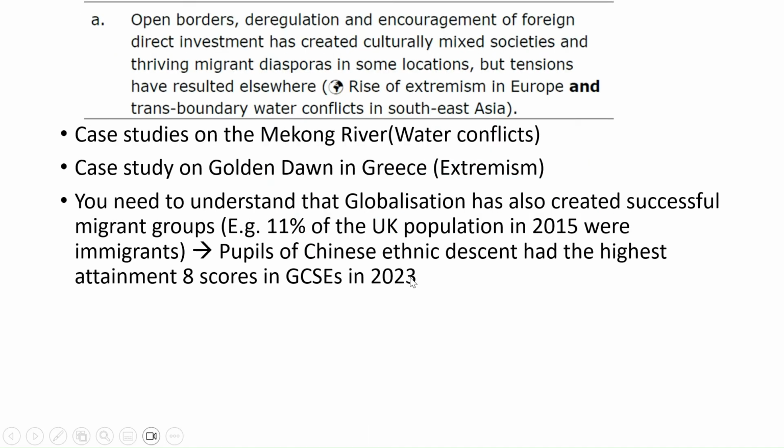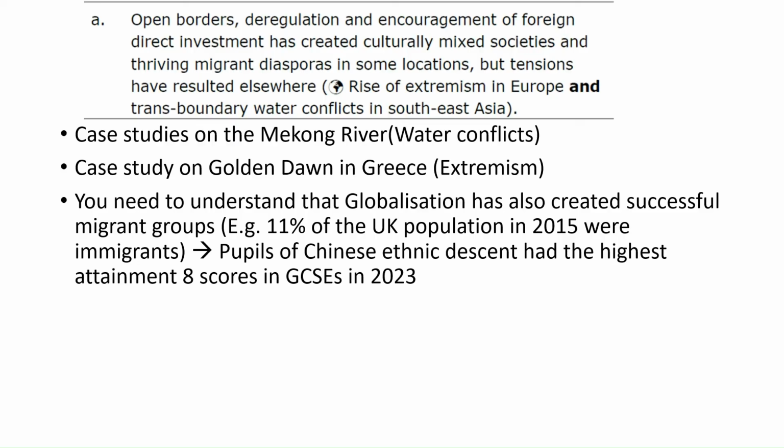So let's look at 3.8a. Open borders, deregulation, and encouragement of FDI has created culturally mixed societies and thriving migrant diasporas, but tensions have resulted elsewhere. The things you need to know are case studies on the Mekong River and water conflicts, and a case study on Golden Dawn in Greece, which is an example of extremism. And just the point at the start about how it has created culturally mixed societies and thriving migrant diasporas.